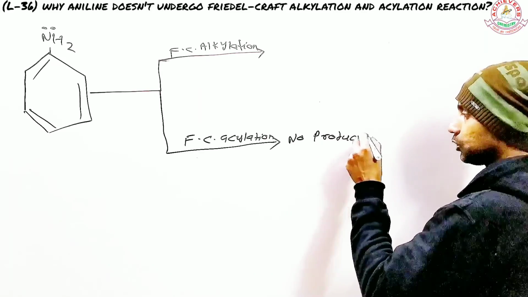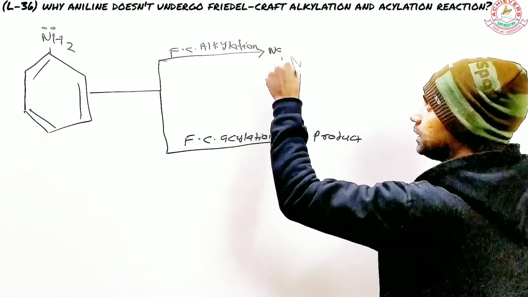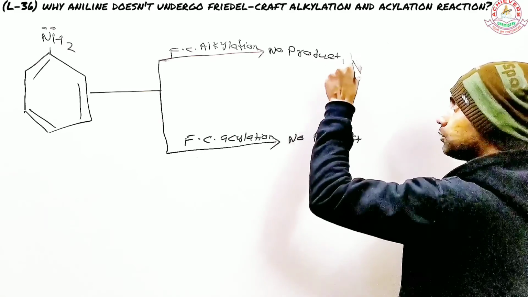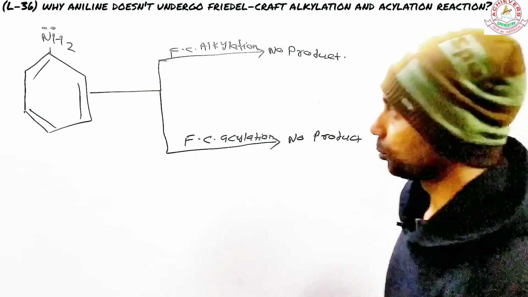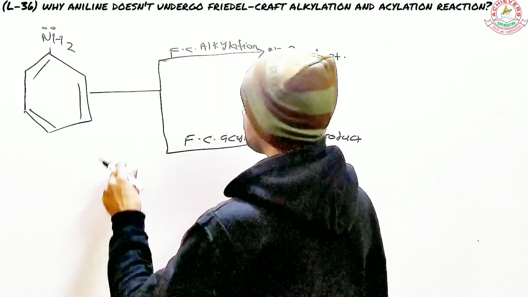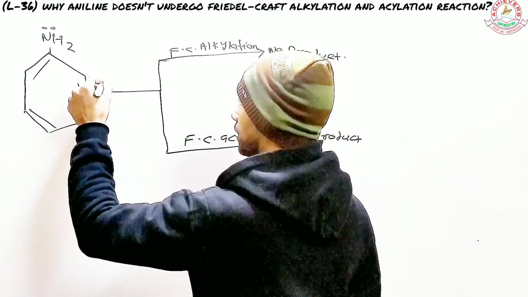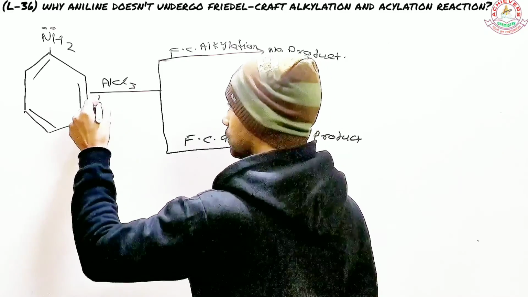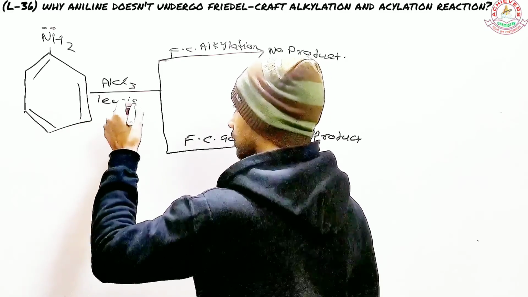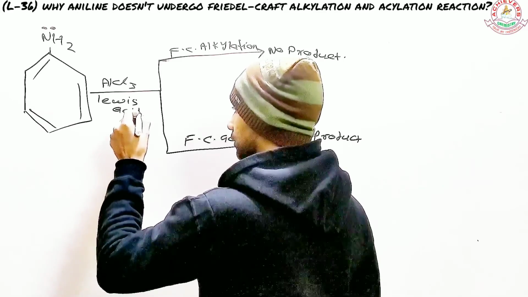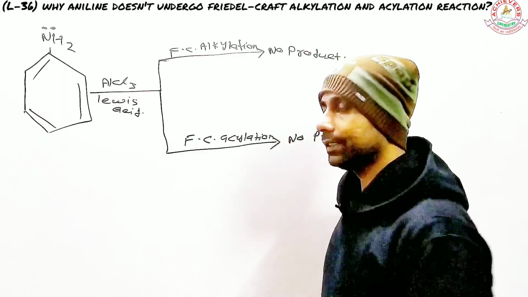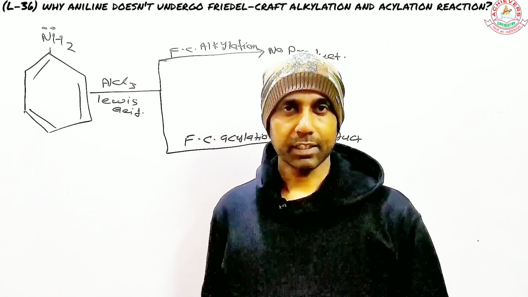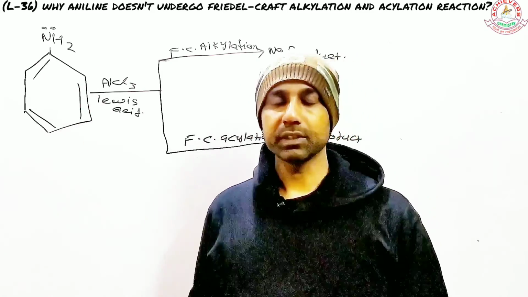That is the topic. In either of these cases there is no product forming, and I am about to explain why. One thing you do remember is that this reaction is carried out in the presence of a Lewis acid like AlCl3. This AlCl3 is actually responsible for not letting the reaction proceed, and also because the amine group is highly reactive.